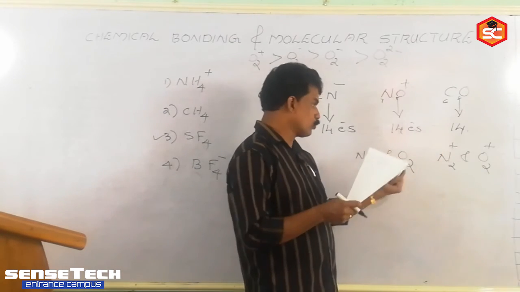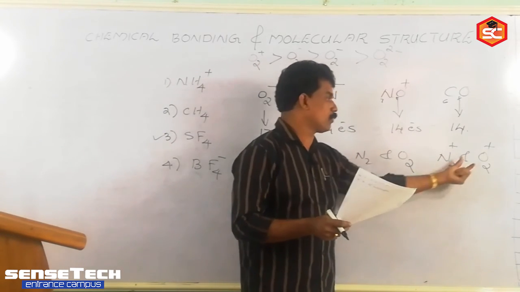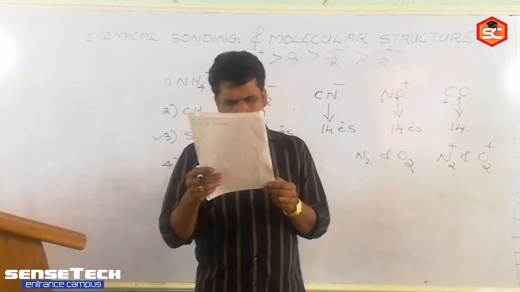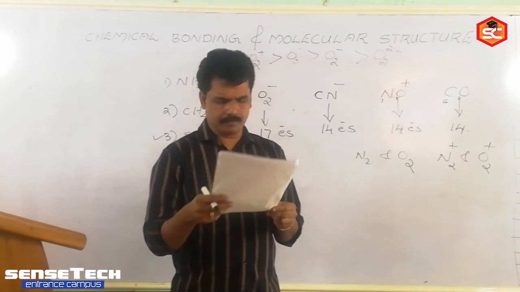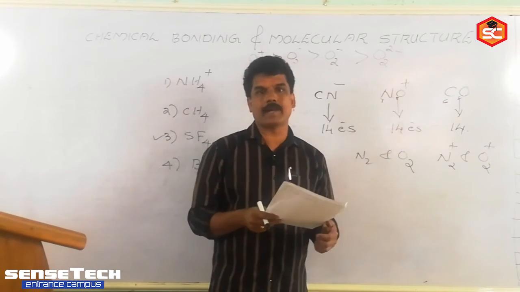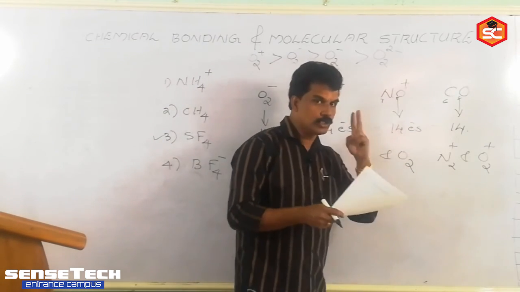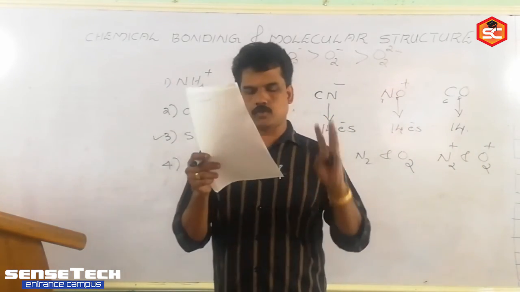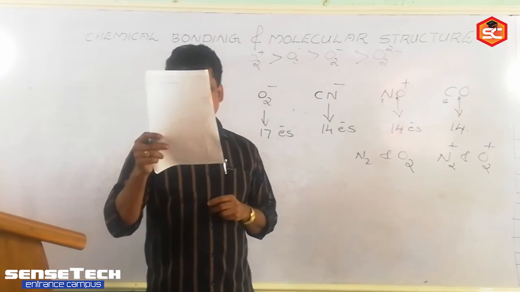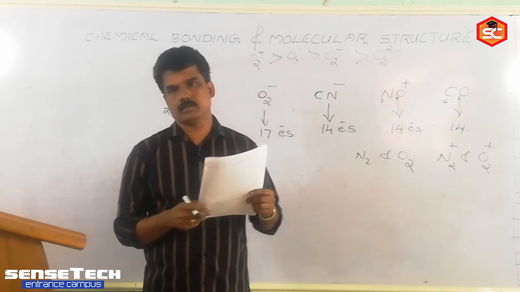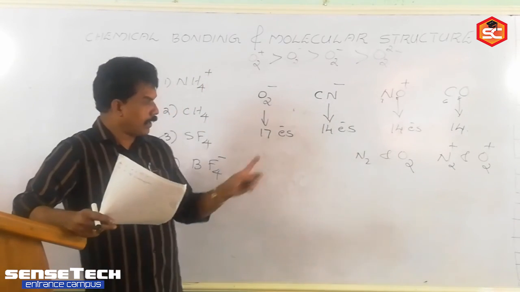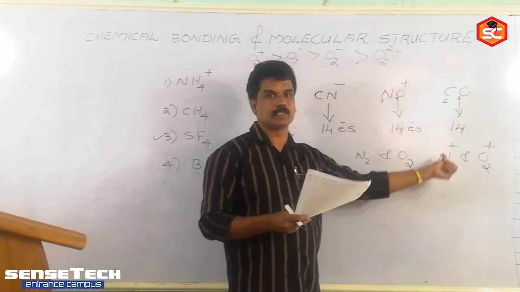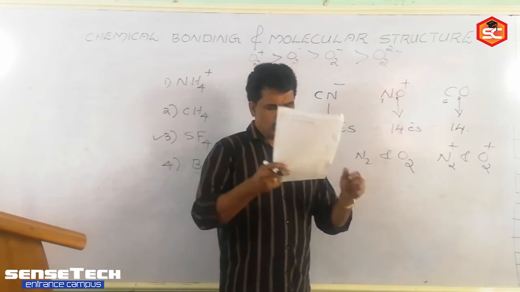What is the bond order of O2? 2. What is the bond order of O2 plus? 2.5. So the bond order increases. Then the third option: in O2 plus, paramagnetism decreases. Because O2 contains 2 unpaired electrons, but O2 plus contains only 1 unpaired electron, so paramagnetism decreases. In N2 plus, the N triple bond N will be weakened, the bond order will decrease. So the first three options are correct.